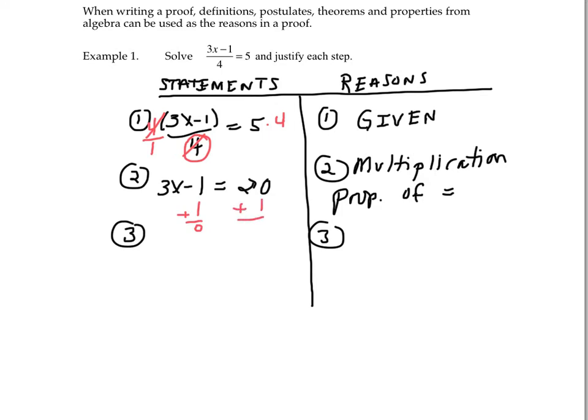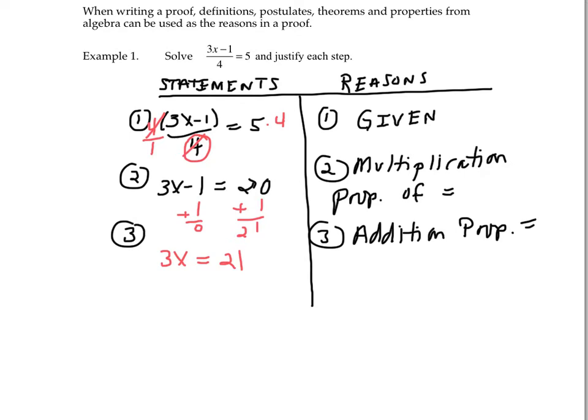Now, we know that we have to keep things in balance when we're solving the equation, so whatever we do to the left side of the equation, we do the same thing to the right, and that's an example of the addition property of equality. And again, you can find all of these on your list of algebraic properties.